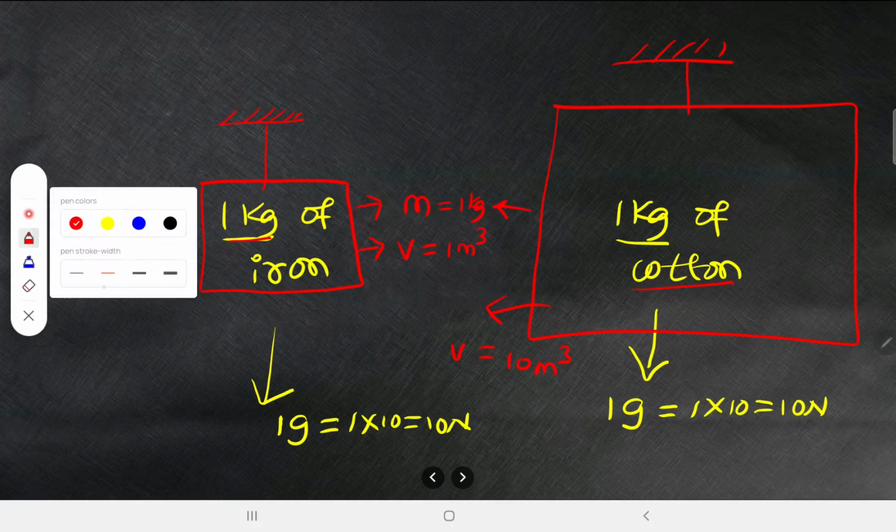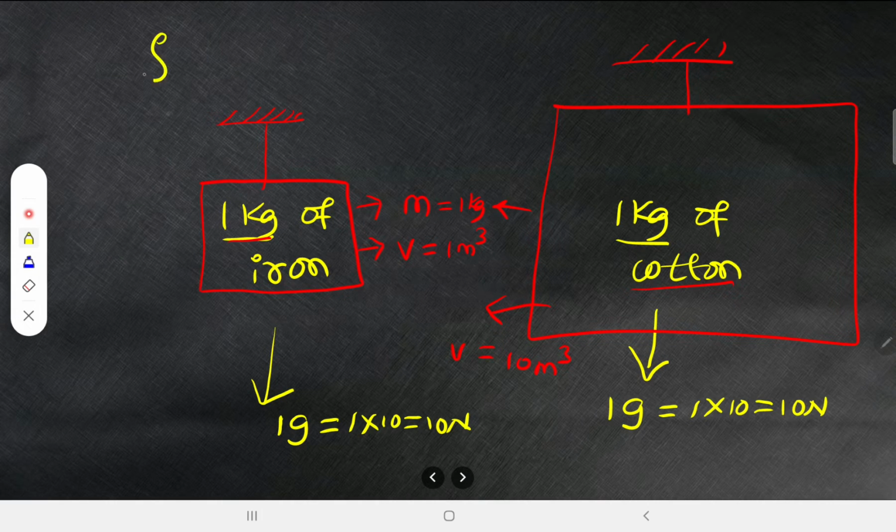All right, now if you go by the formula of density, what will be the density here? Density is equal to mass by volume. What is the mass here? 1 kg. What is the volume here? 1 meter cube. So 1 by 1, it becomes 1 kg per meter cube. It is just an example to make you understand the density.